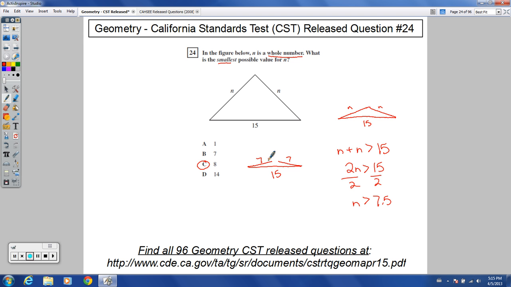So these have to be at least 8 for that to work. That's not possible. So that means n is at least 8. And so that is our final answer for number 24. 24, choice C.